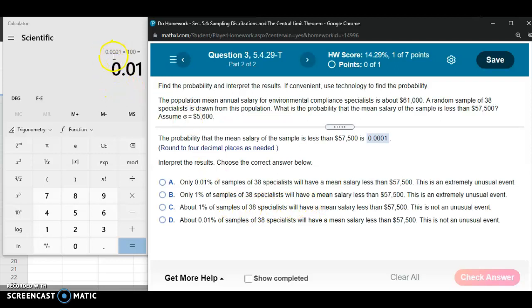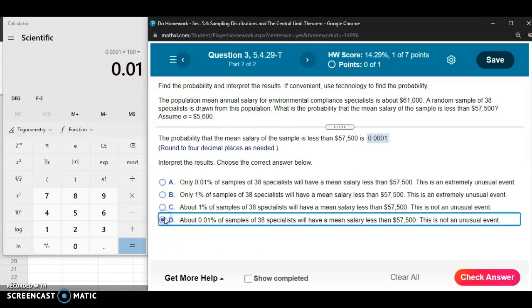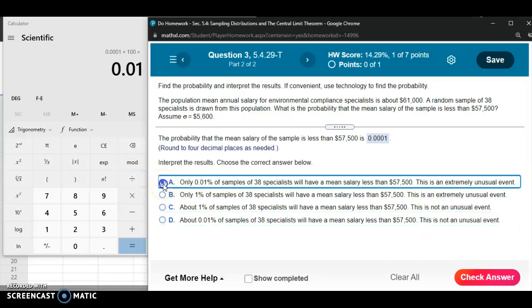So we know that decimal 0.0001 as a percentage is 0.01%. So answer choice D looks like the best choice: about 0.01% of the samples will have a mean salary less than $57,500. And remember, that's a very small probability. So it's between A and D, right? That's actually very unusual, so it's actually answer choice A. Now, if the probability was higher than 5%, then it would not be unusual. But because it's less than 5%, in fact it's very small, it's an extremely unusual event. So answer choice A is the best answer choice.